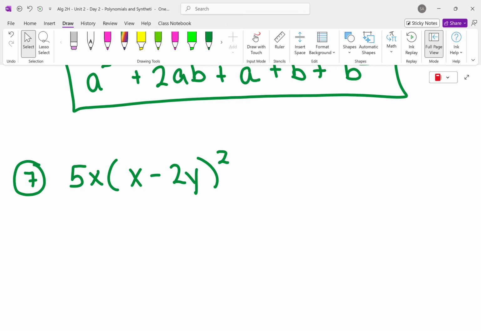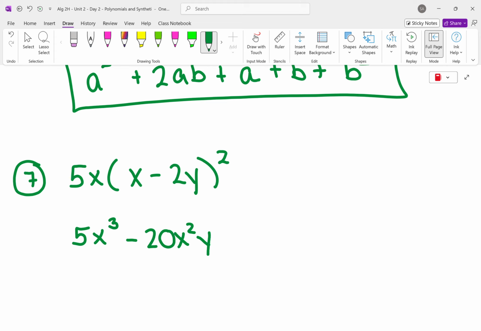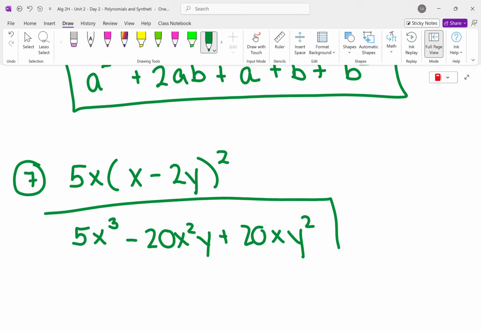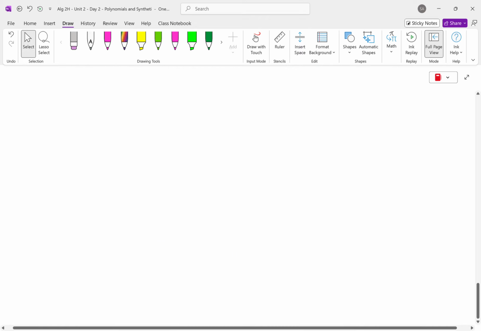All right, who has a product for me? Charlie, yeah. 5x cubed minus 20x squared y plus 20xy squared. Perfect. Does anybody need to see me do this? Y'all got it? Okay, so that's the end of that recap.